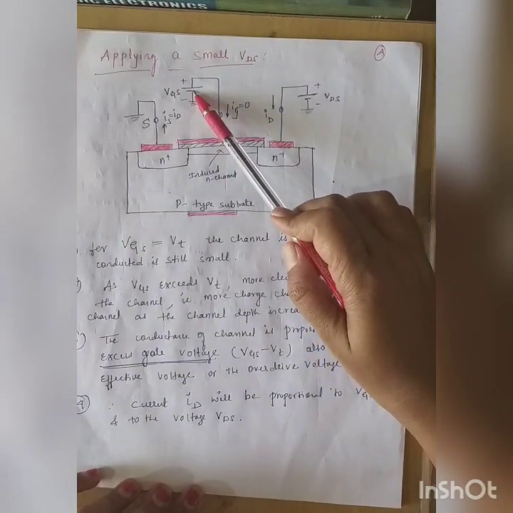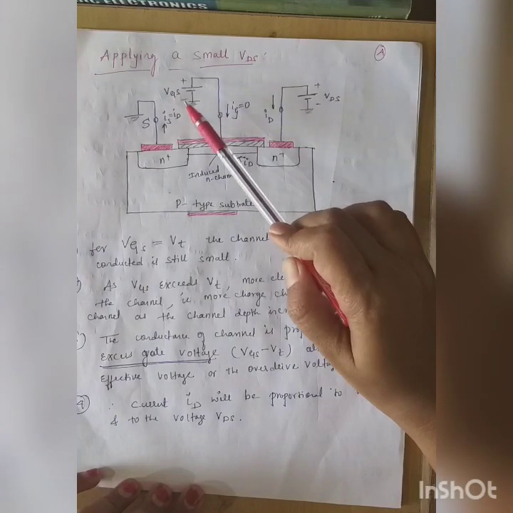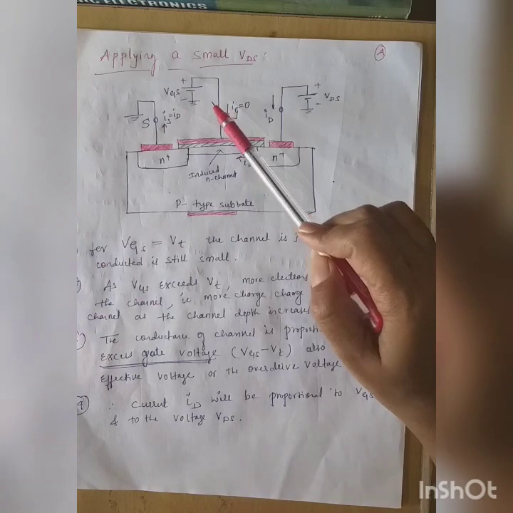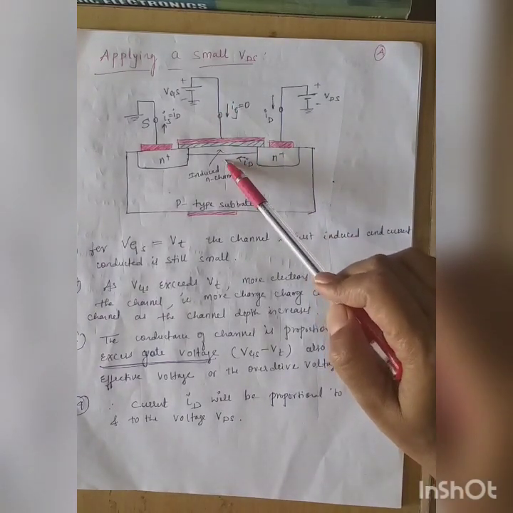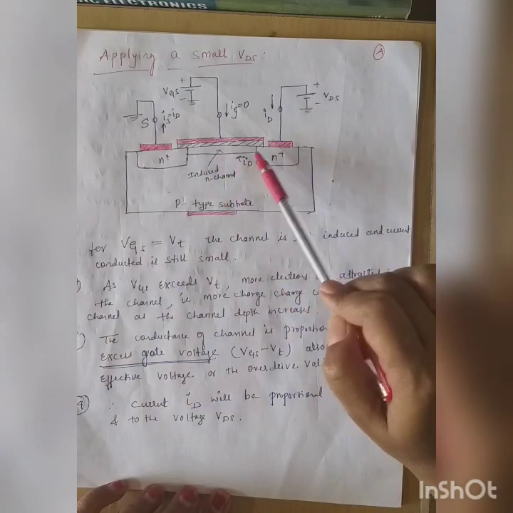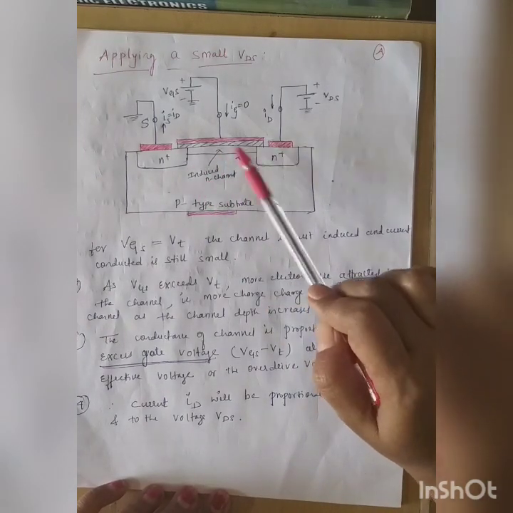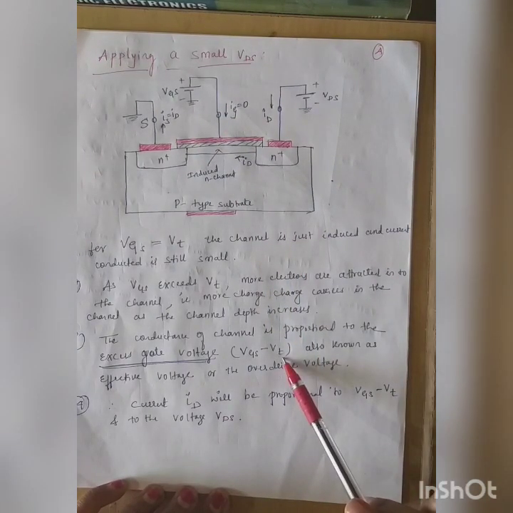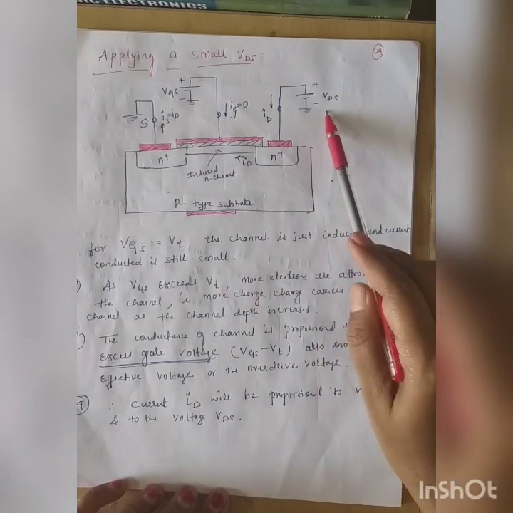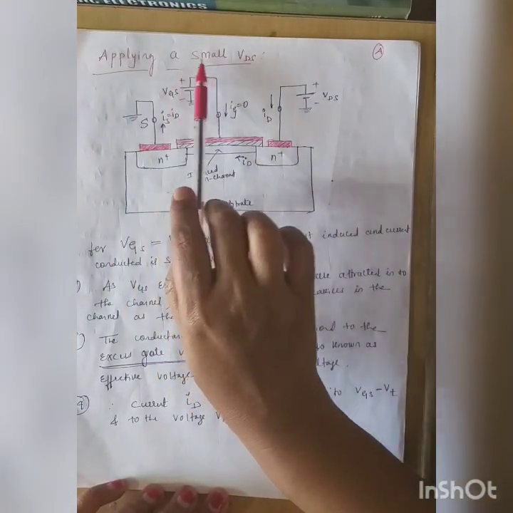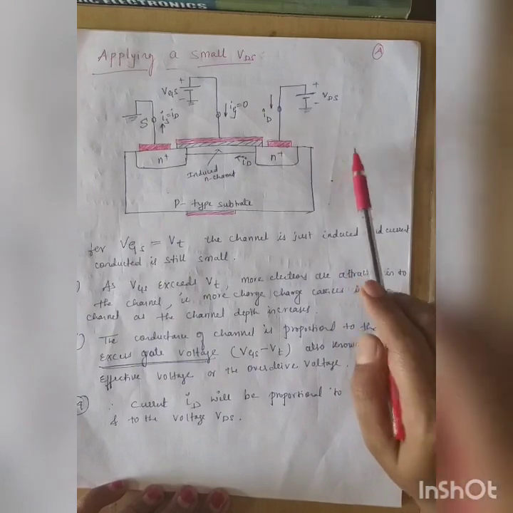VGS you start with, make it equal to threshold. So very small current. When VGS crosses VT, whatever above VT you are providing, according to that your channel builds up, and according to that the current ID flows. That is why we say the conductance of the channel depends on the excess voltage you are applying, which is given by VGS minus VT, and it also depends on VDS. So this is the case of applying a very small VDS.